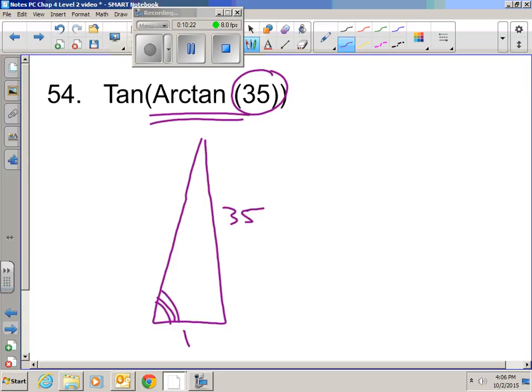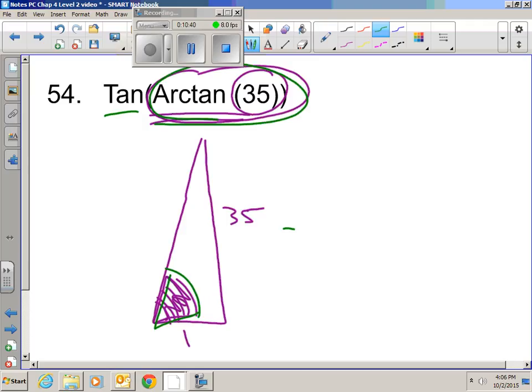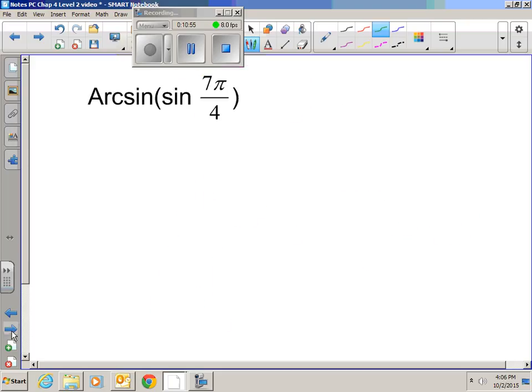I don't know what that angle is without a calculator, but this angle, the arctan, is this angle right here. Okay? Now, what I want to know is the tangent of that angle. Well, the tangent of this angle is opposite over adjacent, which is 35. Notice that in this case, the arctan and the tan, sure enough, canceled each other out, and our answer was 35. But you need to beware that's not always the case.